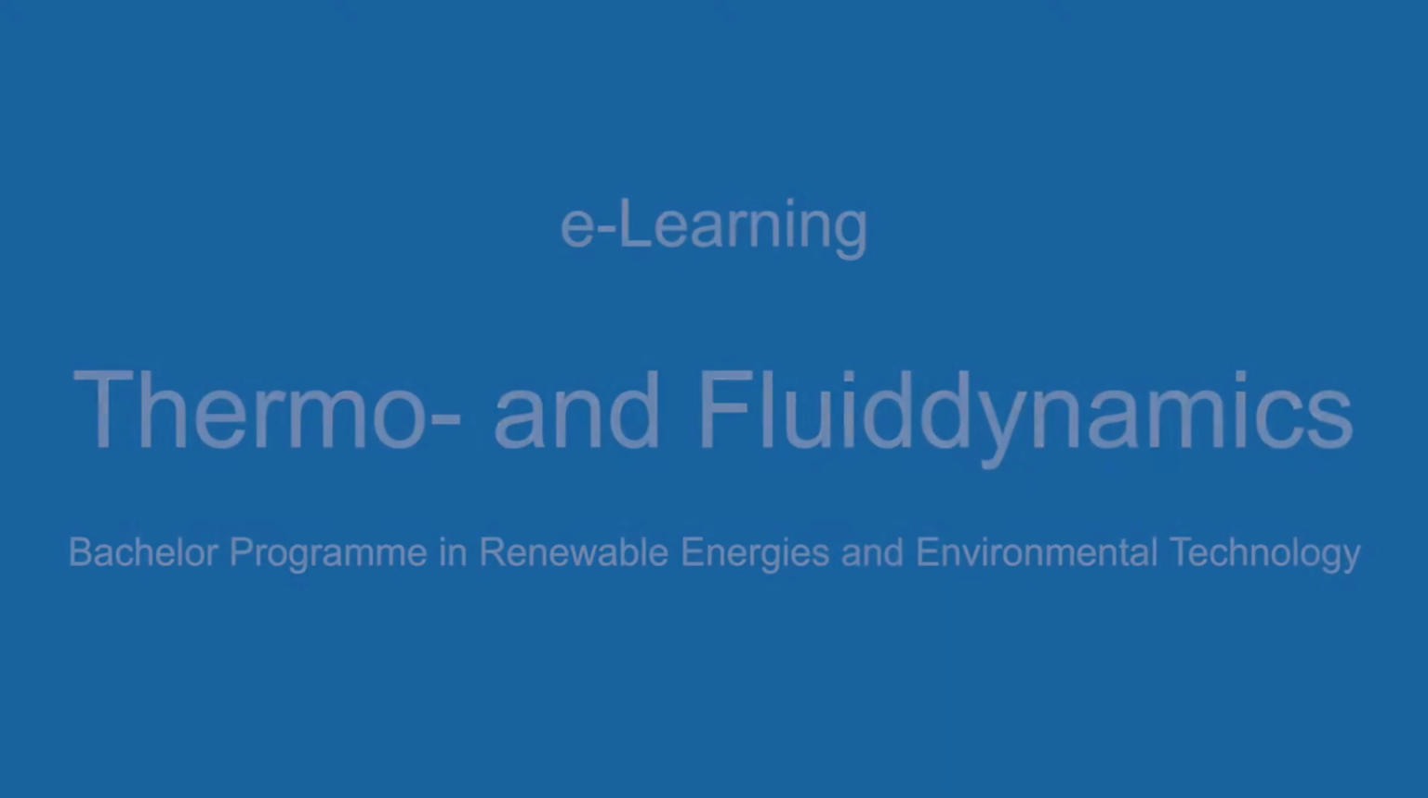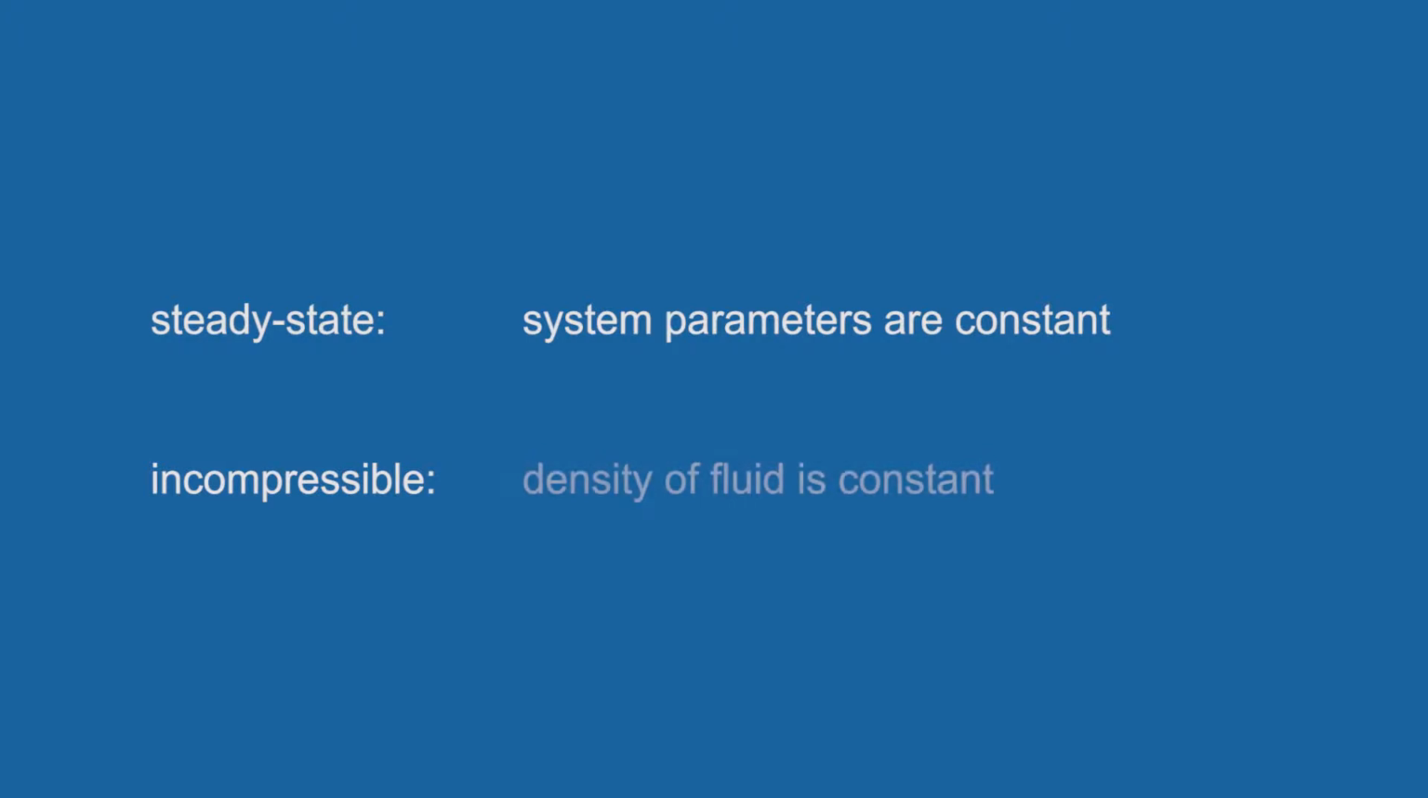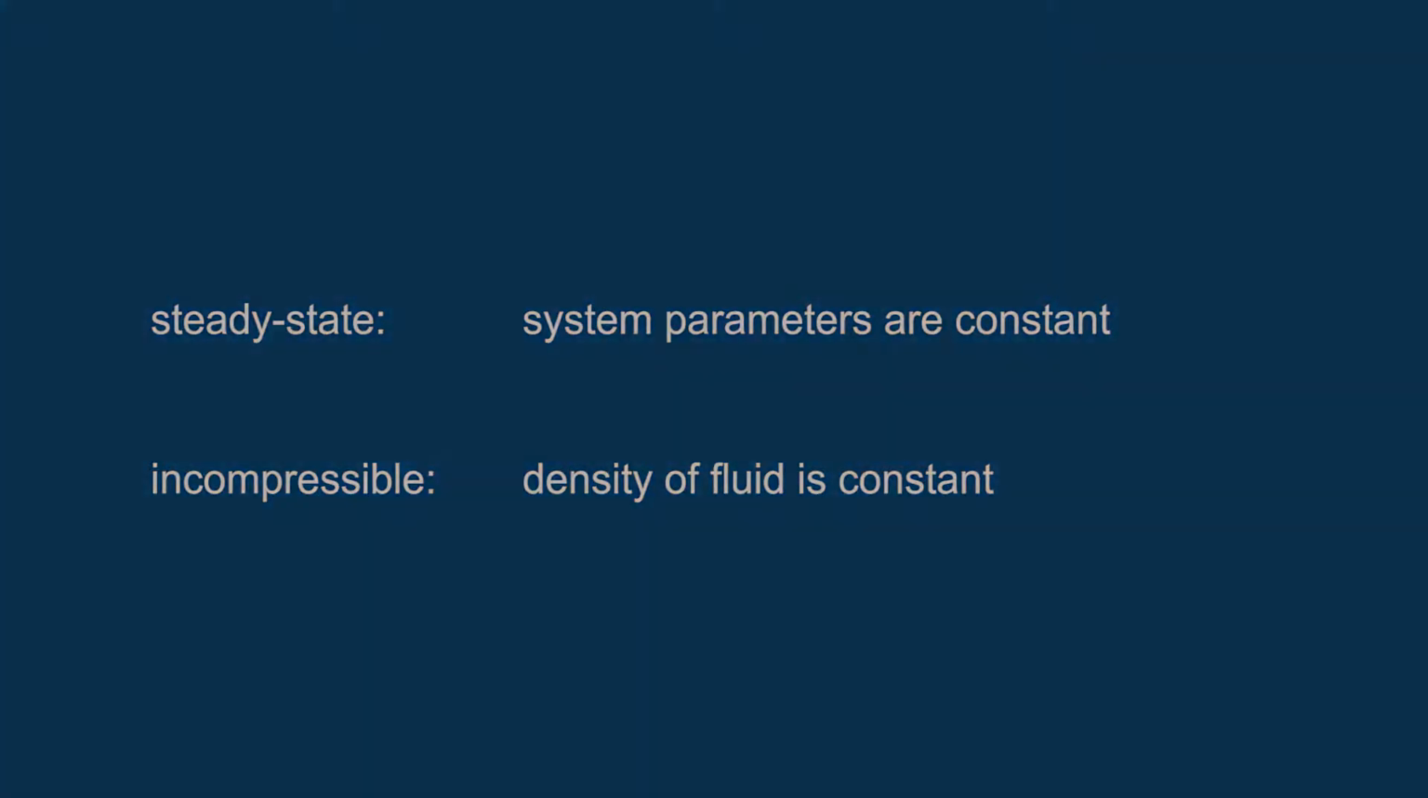In this video, we will look at the Bernoulli equation, which is useful for a wide range of applications. For simplicity, we will assume steady-state incompressible flow. Steady-state means that all the system parameters are constant with time, and incompressible means that the density of the fluid remains constant. In order to derive Bernoulli's equation, we first need to understand what a stream tube is and then cover the principle of continuity.